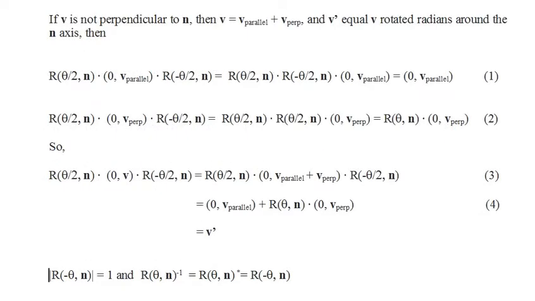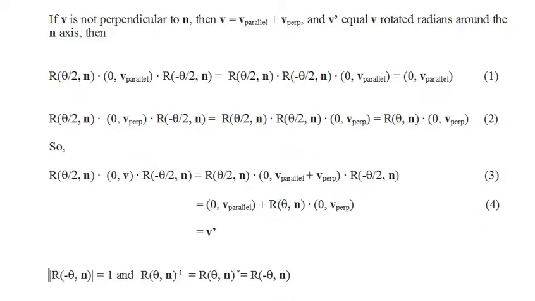Now we're ready to develop a formula for rotating vectors. Given an axis of rotation n and any vector v, v can be written as the sum of vectors v parallel, which is parallel to n, and v perpendicular, which is perpendicular to n. Let v prime be the vector v rotated theta radians around the n-axis. Since v parallel is parallel to the axis of rotation, it doesn't rotate.